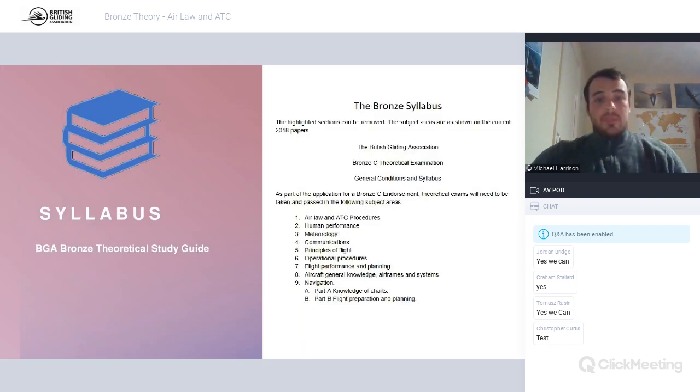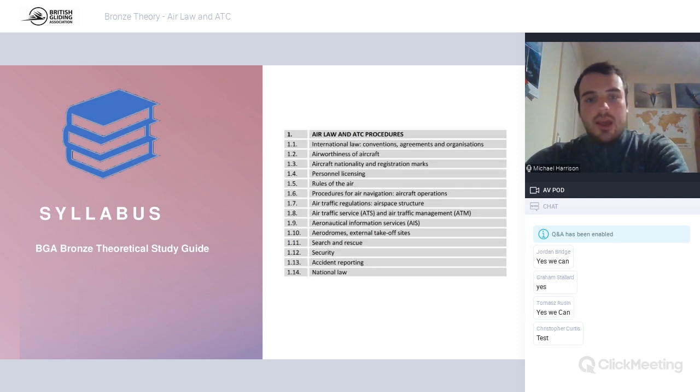Moving on, this is just a really quick overview of the bronze syllabus. We are looking specifically at item number 1, Air Law and ATC procedures this evening. And this is the syllabus for Air Law and ATC procedures. So we're going to try and cover each one of those items. We won't necessarily cover every single thing and every single possible scenario that could come up in an exam, but we will certainly give at least an overview of every item there. Okay, well, let's get started.